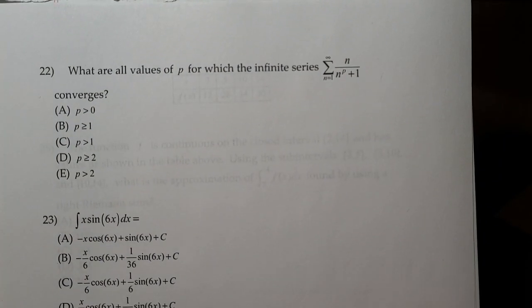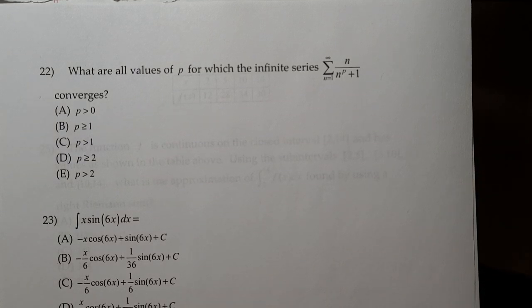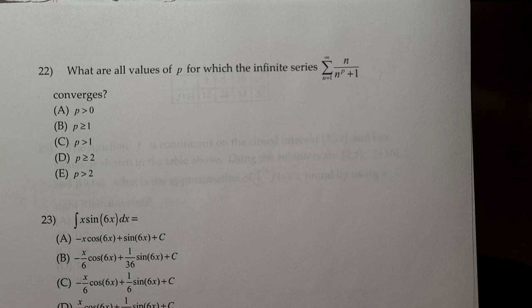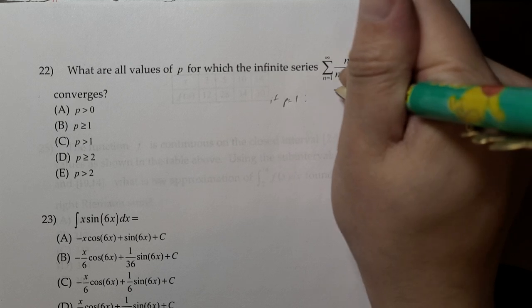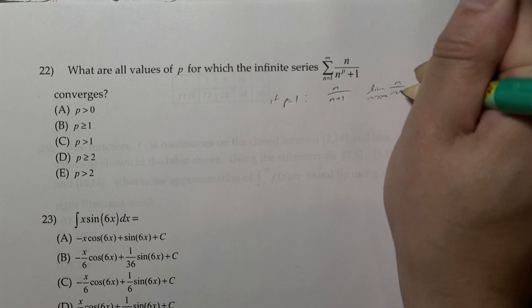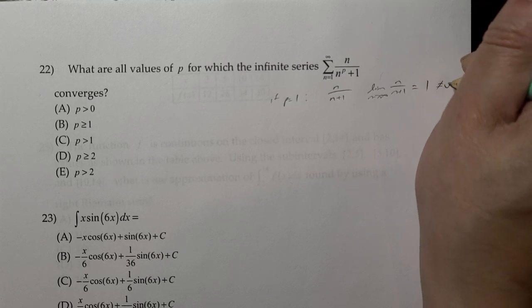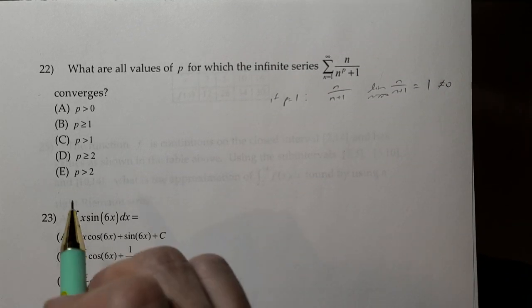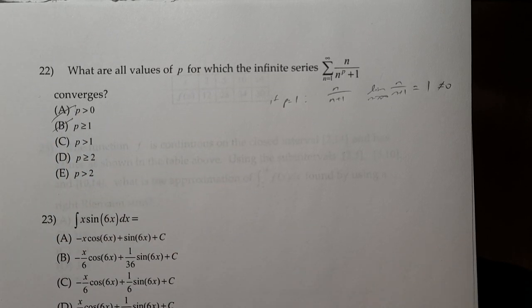What are all values of p for which this infinite series converges? Okay, so first of all, we can already use the fact that if p is equal to 1, the sequence would be n over n plus 1, and the limit as n goes to infinity of n over n plus 1 is equal to 1. Okay, so it's not equal to 0. So this would diverge by the test for divergence. So it cannot equal 1. So eliminate B and A right away because they include 1.